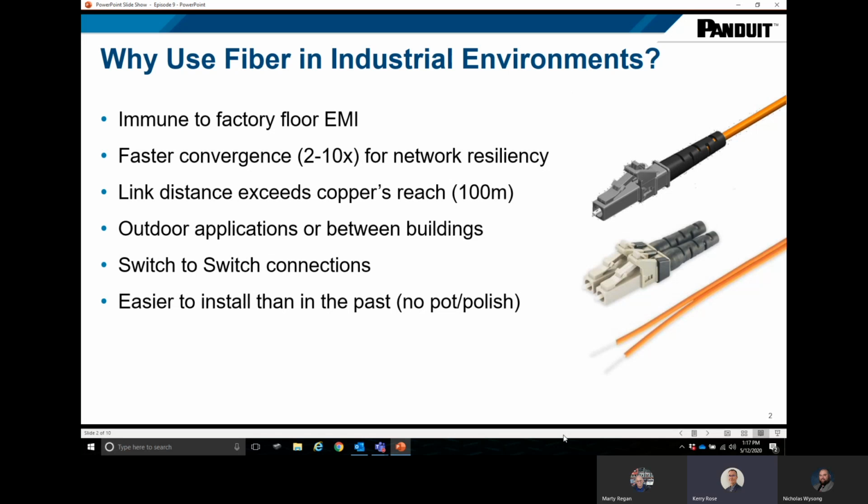Fiber is a great media for outdoor applications or between buildings. Fiber is the backbone of choice for switch connection. And today, it's easier than ever to install fiber optic cabling. Actually, copper cabling is more susceptible to damage or performance degradation when improperly installed. Example, the maximum pulling force for a Category 6 cable is 25 pounds, where a standard distribution fiber is around 200 pounds. Next slide.